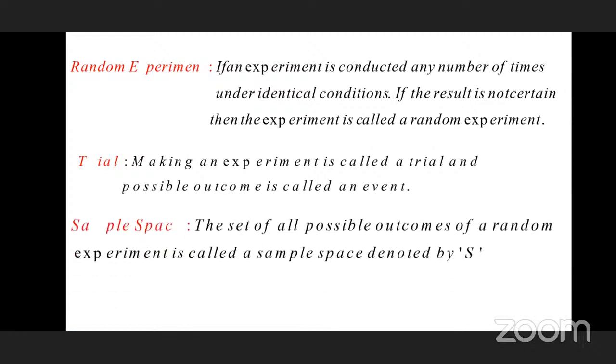What is the sample space? The set of all possible outcomes of a random experiment is called the sample space. For example, we toss a coin 5 times and write all the events: first time head, second time tail, third time tail, fourth time tail, fifth time tail. The set of all events is called a sample space and is denoted by the capital S only.